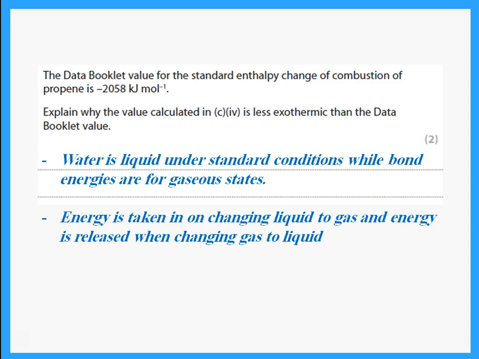Remember that we said bond energies are for substances in their gaseous state. Water is not a gas under standard conditions. Now, energy is taken in on changing liquid to gas, and energy is released when changing gas to liquid. So when we're changing from liquid to gas or gas to liquid, this needs energy, and this changes the overall delta H that we calculate.